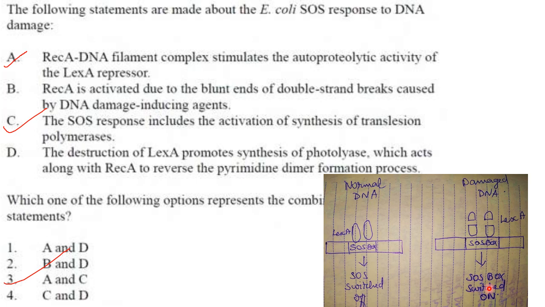Okay, we'll see the options now. A: RecA DNA filament complex stimulates the autoproteolytic activity of the LexA repressor. That is correct. B: RecA is activated due to the blunt ends of double-stranded breaks caused by DNA damage. It binds to single-stranded DNA, so B is not correct.